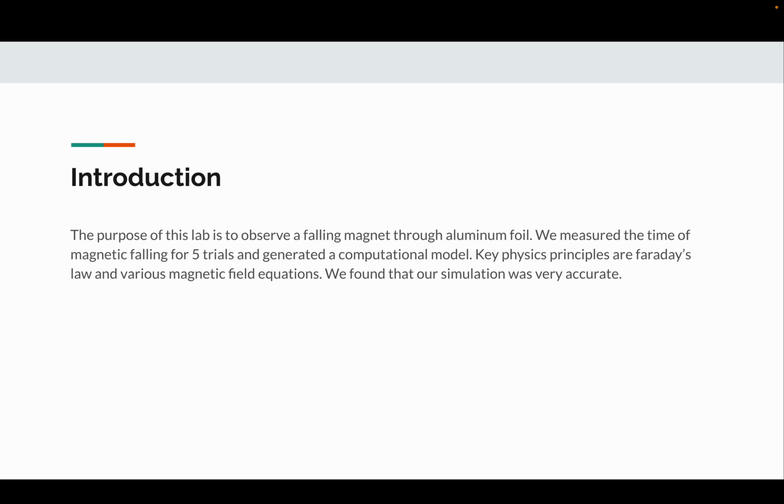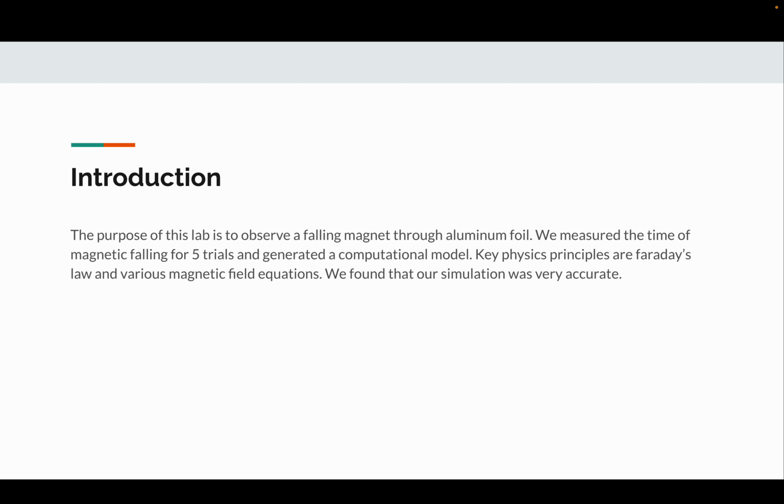So, the purpose of this lab is to observe a falling magnet through aluminum foil, and we measure the time of the magnet falling for 5 different trials, and we generate a computational model in GlowScript. The key physics principles used in this lab are Faraday's law and various magnetic field equations, and in the end we found that our simulation was very accurate.